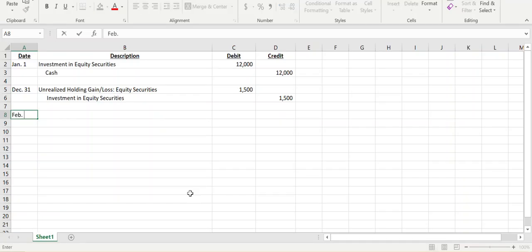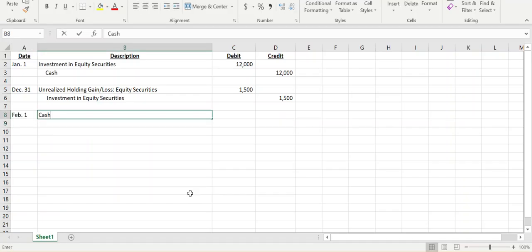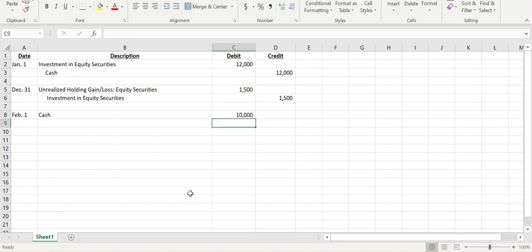On February 1st, what we are getting is cash of $10,000. We need to compare the cash that we're receiving to the carrying value of that investment. Our investment went on our books at $12,000. We reduced it by $1,500 at December 31st to bring it down to its fair value, meaning that our investment account is showing a value of $10,500, and we're only getting $10,000 for it.